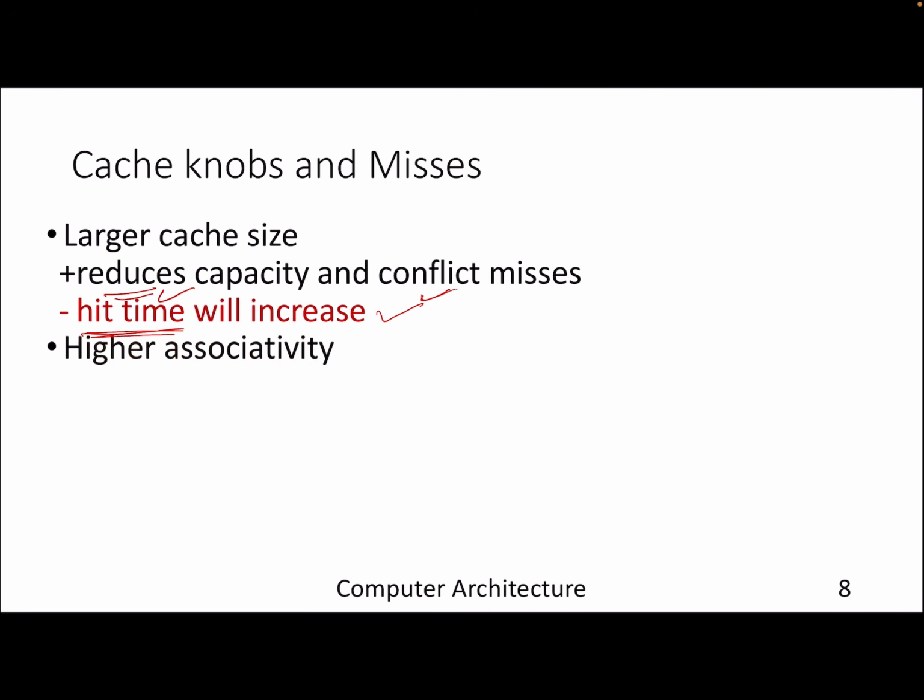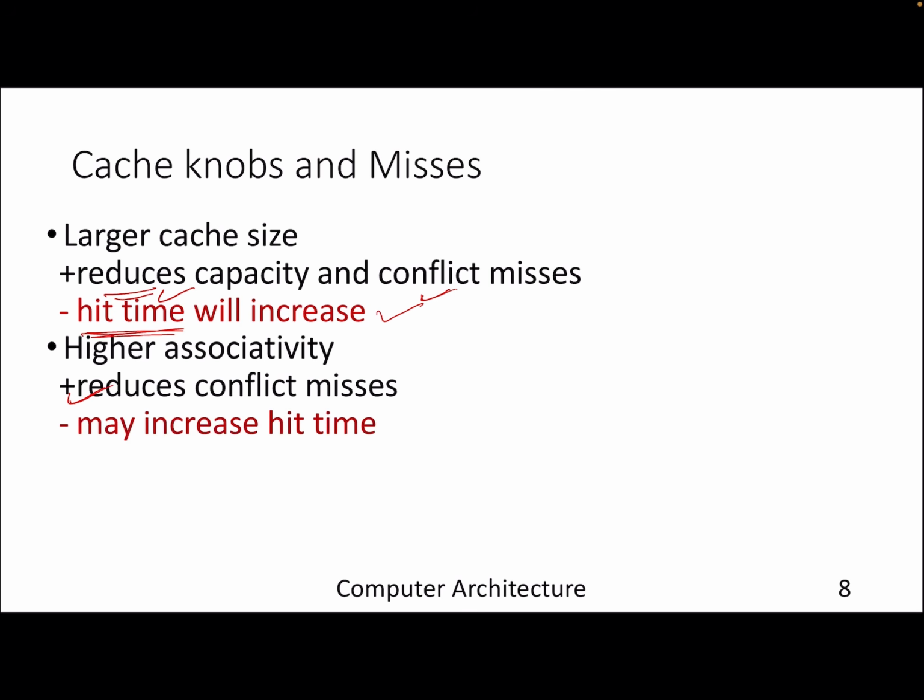If you increase the associativity, again, it reduces the conflict misses, pretty intuitive, but it will again increase the hit time, because you are increasing the associativity. You need more comparators for your tag comparison.